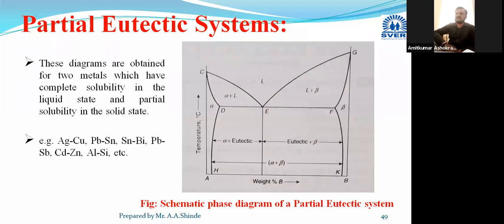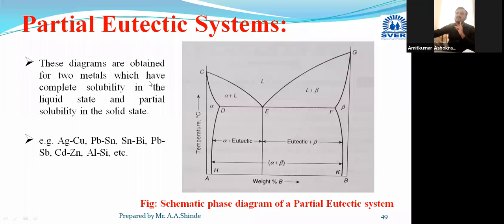This is a little bit complicated. I will just give you a little introduction to when this partial eutectic system is obtained. These types of partial eutectic diagrams or systems are obtained when two metals are completely soluble in liquid state, but partially soluble in the solid state. In eutectic system, they are completely soluble in liquid state and completely insoluble in solid state. But in partial eutectic system, completely soluble in liquid state and partially soluble in solid state.